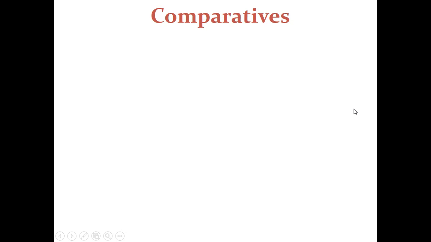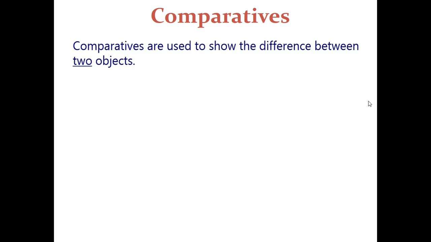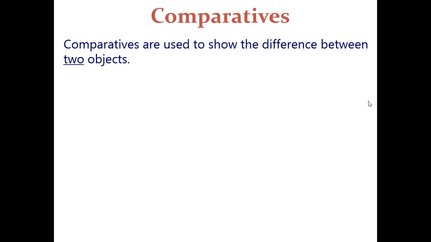So the first thing we're going to take a look at is comparatives. We're going to look at what exactly is a comparative adjective. In the word comparative, you should hear the word compare. And anytime you want to compare something, usually what you're doing is showing the difference between two objects, just two objects whenever you're comparing something.